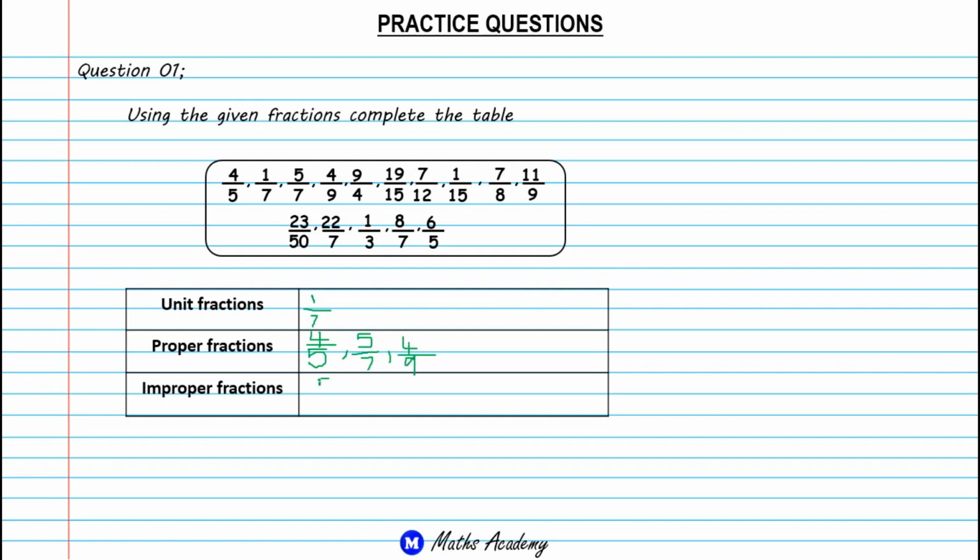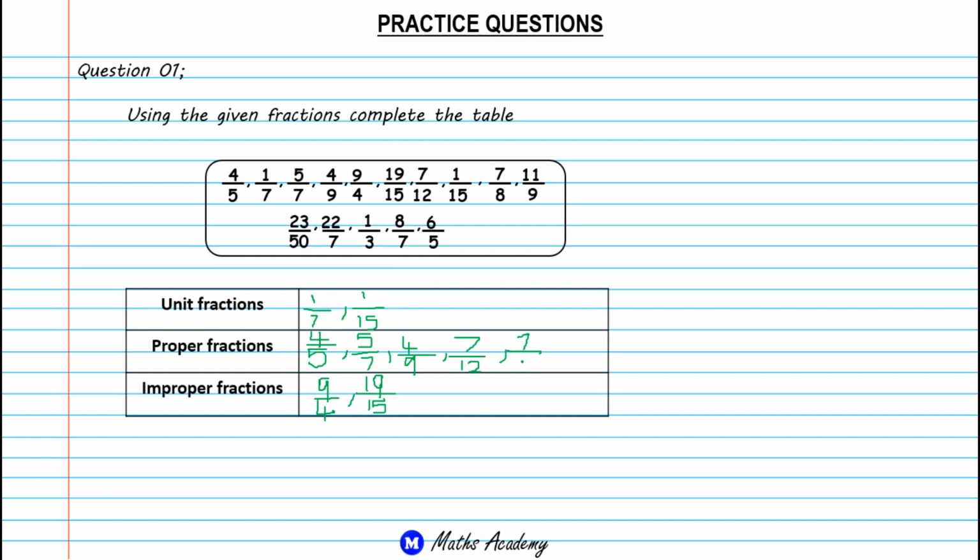9 over 4 is improper. And 19 over 15 is an improper fraction because the numerator is greater than the denominator. And 7 over 12 is a proper fraction because the numerator is less than the denominator. 1 over 15 is a unit fraction because the numerator is 1. So that means it comes under unit fraction. 7 over 8 is a proper fraction.